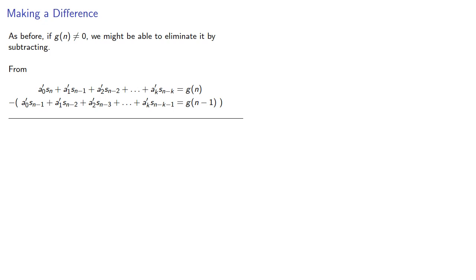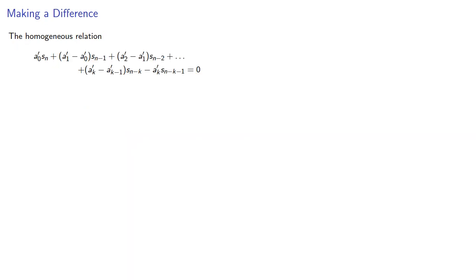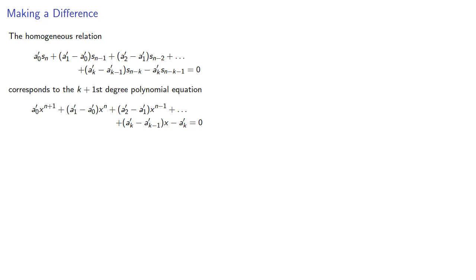As before, if our forcing function isn't 0, we might be able to eliminate it by subtracting. So from 1, we can subtract the previous set and get, we can define a new forcing function as the difference between g of n and g of n minus 1, so this new recurrence relation will also have a characteristic equation. Now note that the homogeneous relation corresponds to the k plus first degree polynomial equation.